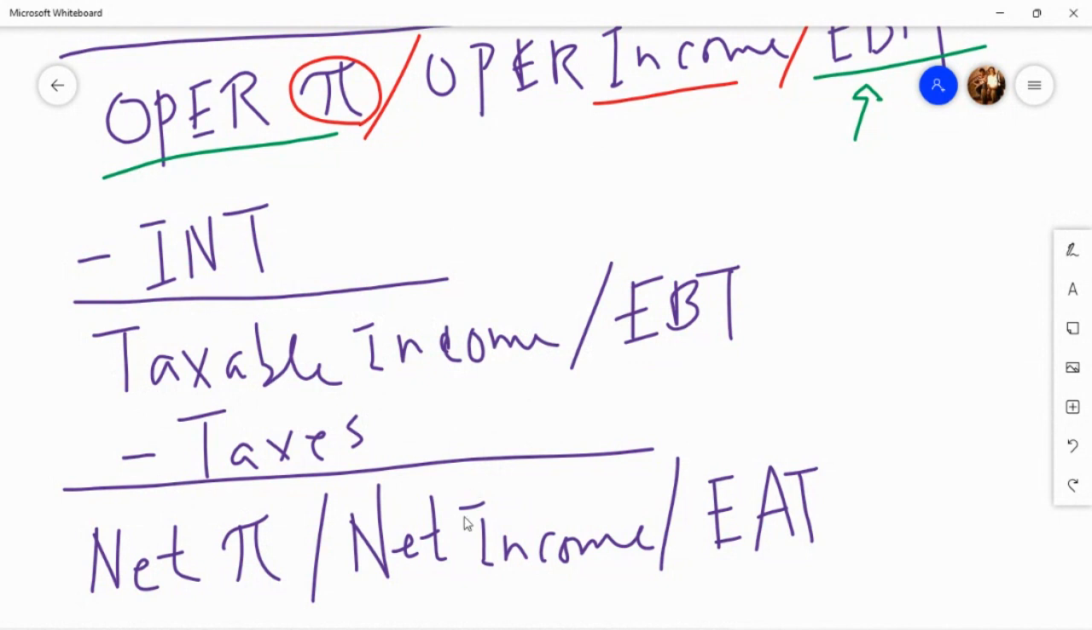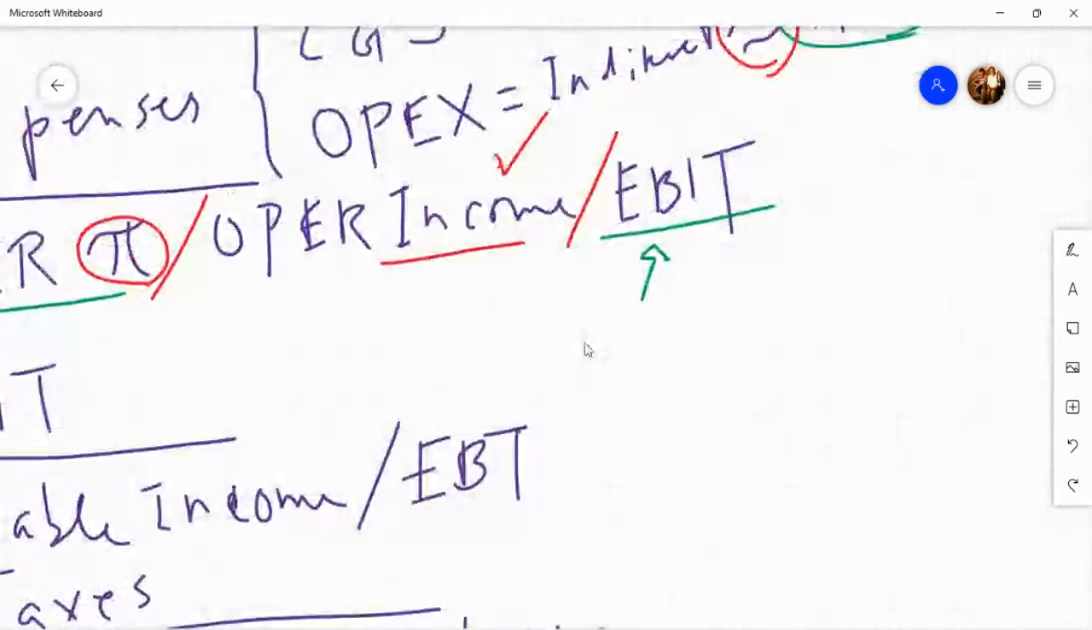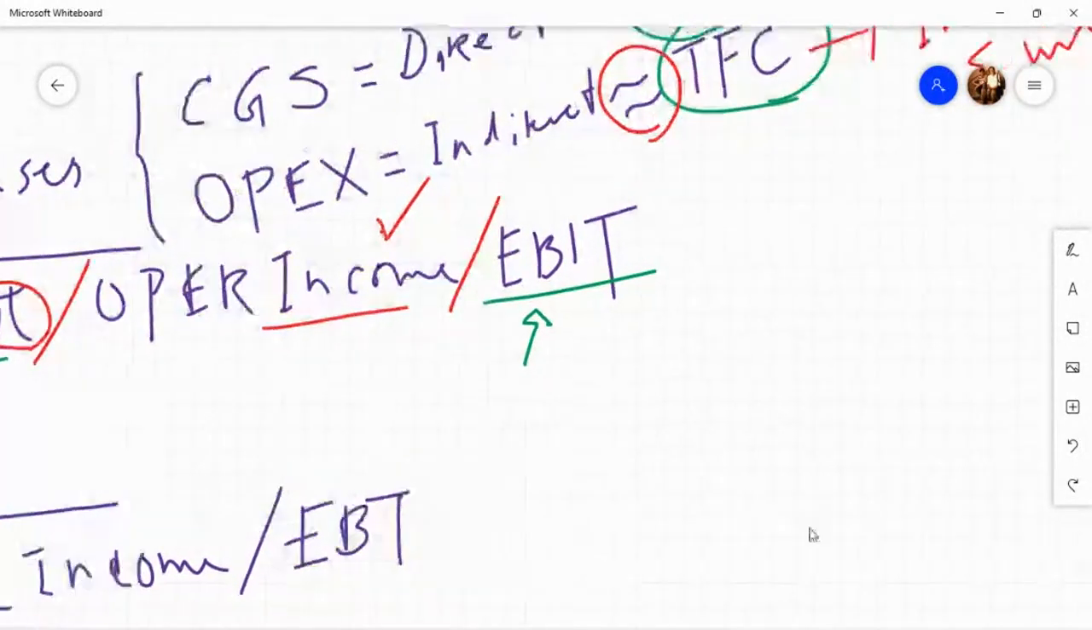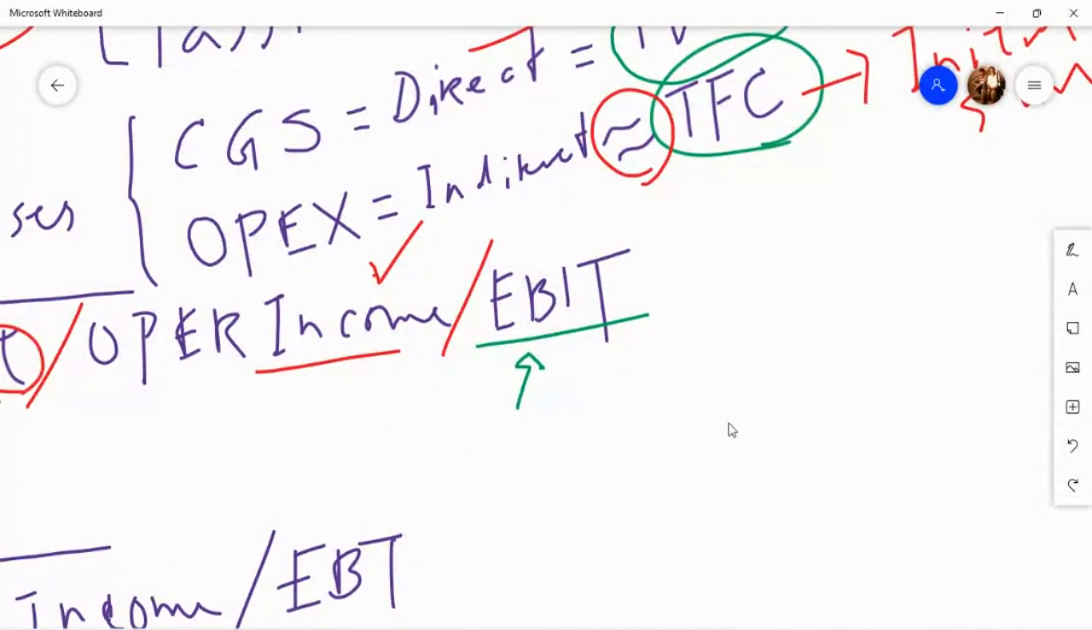Then after subtracting taxes, only then do you arrive at net profit. But in accounting, they still call it net income. But it's also called EAT. And I said I like the terms EBIT, EBT, and EAT. Of course, you should know what EBIT stands for. It means earnings before interest and taxes.